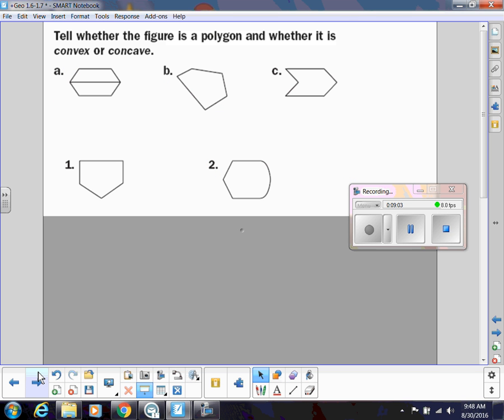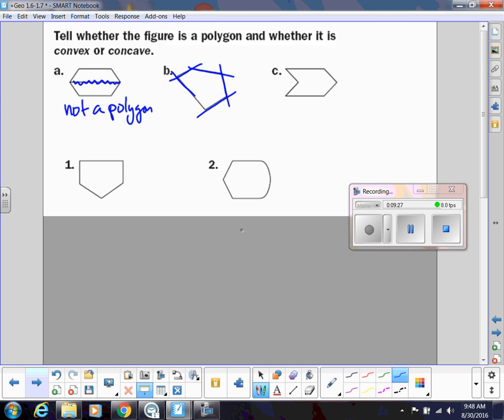So let's go through these. Tell whether the figure is a polygon first, and then whether it's convex or concave. So this one, we can't have this, right? That makes it not a polygon. This one's a polygon, and you can see if I draw that, none of it's going through the interior, so this is convex. This is a polygon, but you see how if I do that side, that goes through the middle, so that's concave.